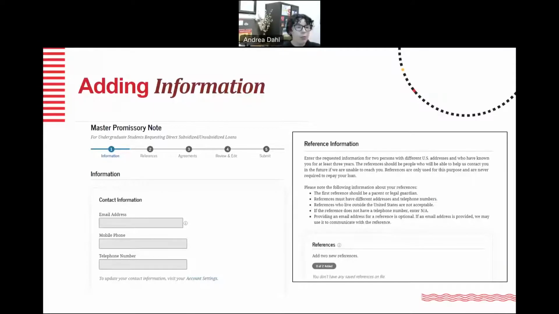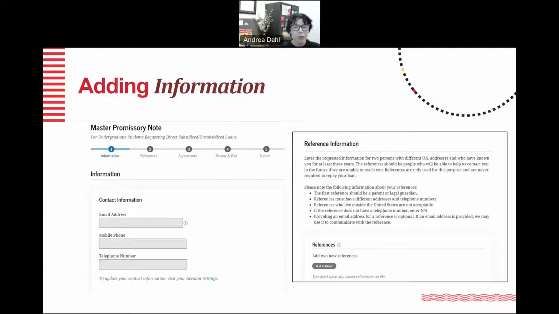So the first part of the master promissory note will be adding information. That will ask for your email, your phone number, your driver's license number, and a permanent address. You'll also need to add Iowa State as a school to receive the notification you completed this step.